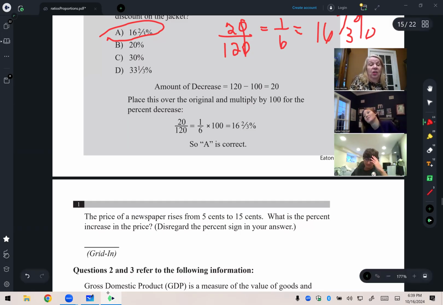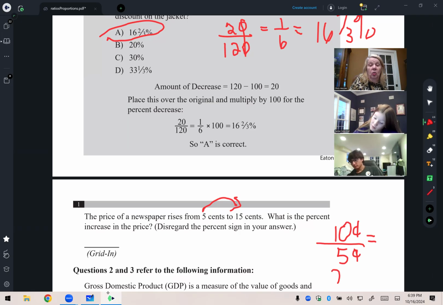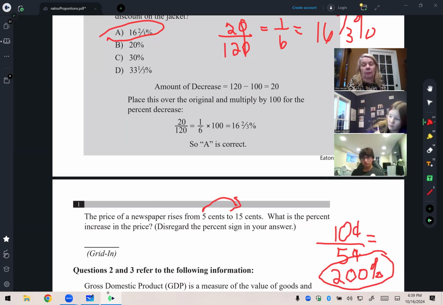Okay, if a newspaper goes from 5 cents to 15 cents, it went up 10 cents, but I put it over the original. And that's going to be 2. That crazy thing went up 200%. Does that make sense?